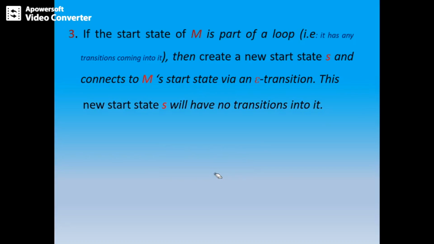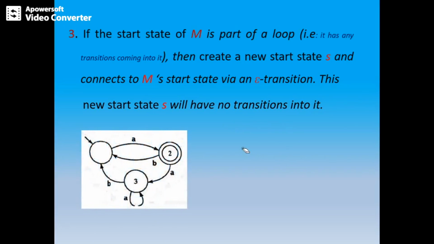The third step says if the start state of M is part of a loop, then create a new start state S and connect it to M's start state via an epsilon transition. This new state S will have no transitions into it. Let us consider an example. In this example, you can see that this is the start state. How do I identify the start state? The start state should have an arrow like this, which shouldn't be coming from anywhere else. Only the start state will have such an arrow, and this is the start state.